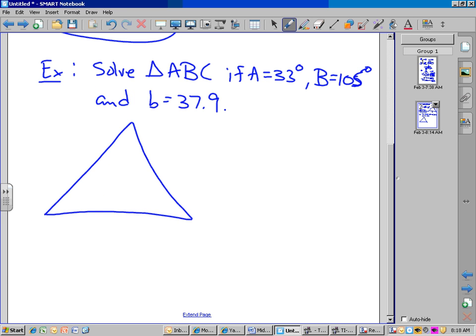I'm drawing the same triangle every single time. It would be nice to try to make it look like what it's supposed to. Obviously, A is a smaller angle, so if we had A at, say, 105 instead of B, we would probably want to switch it up so it looks like it's going to work. B looks like it's bigger, 105, and side b, 37.9. We don't know side c, we don't know side a, we don't know angle C.